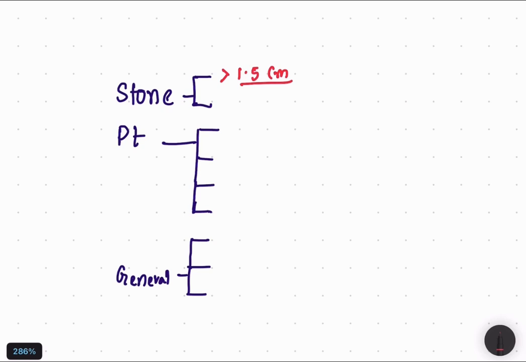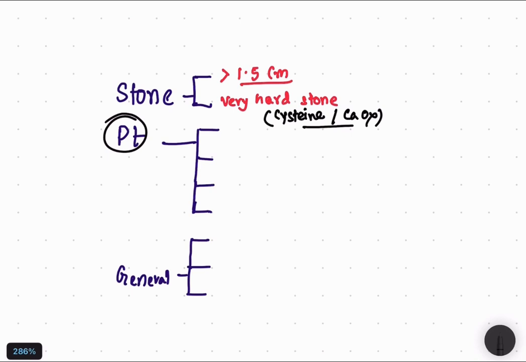So if the stone size is more than 1.5, or if it is a very hard stone like a cystine stone or calcium oxalate stone, then we should avoid this procedure.